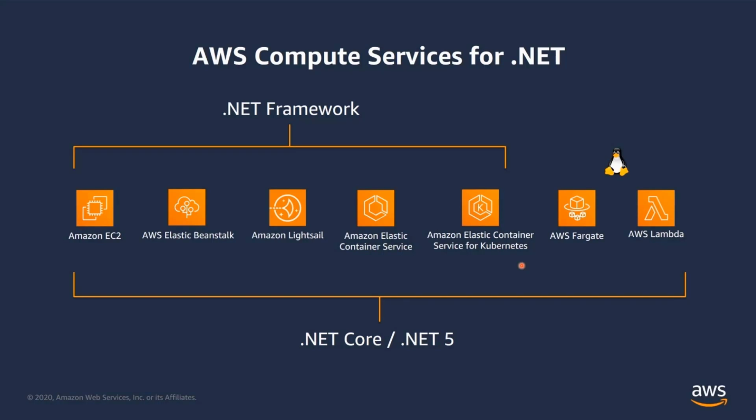Now, for the last 2 services, if you're using .NET Core or .NET 5, you have the choice of these 5, but then additionally you can use AWS Fargate to orchestrate those containers, and AWS Lambda, which is our serverless function technology. Again, I put the little penguin up here just to emphasize that this is a Linux solution, or these 2 are Linux solutions, so you do need to use .NET Core or .NET 5 to target that.